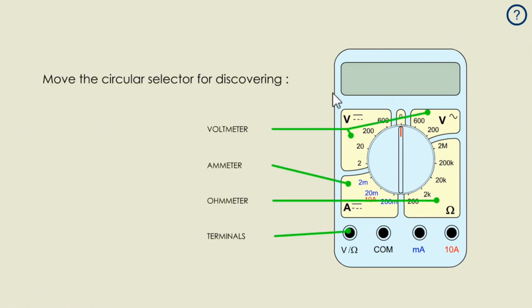The multimeter allows several measurements to be taken. We can measure voltages. We then call this device a voltmeter, since the unit of voltage is the volt. It can measure current intensities when it is an ammeter. It can measure resistances.